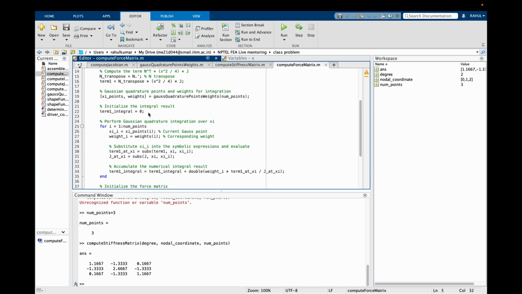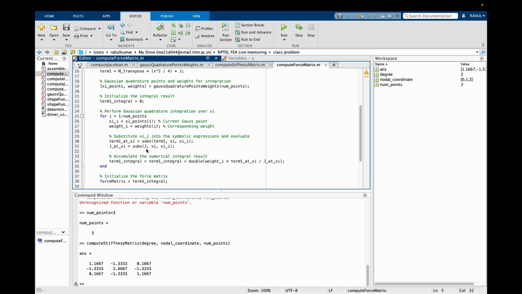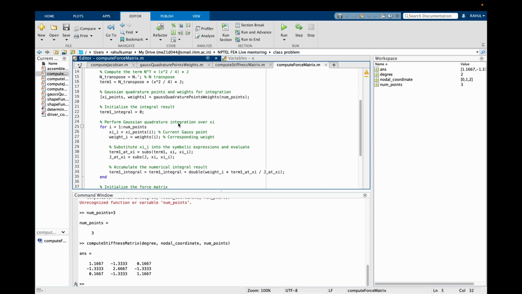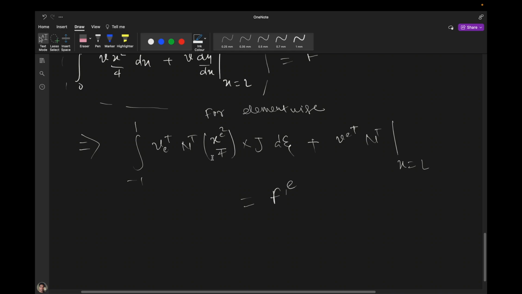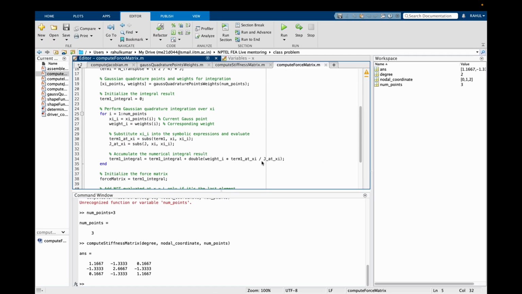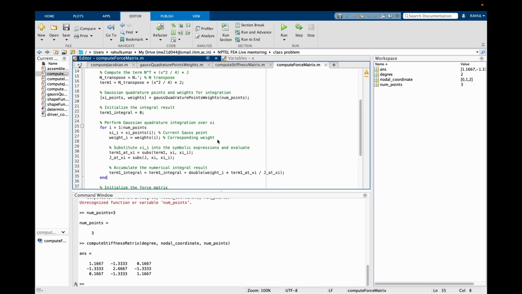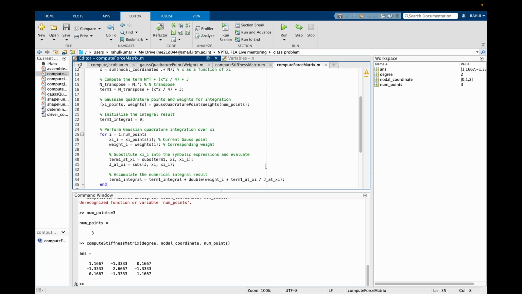Here I am doing Gaussian quadrature integration. First time when the loop is starting, it will be 0. Then it will keep adding one by one as the loop runs. Here you can see that I am multiplying the weight into this. Here I think I have made a mistake in the code, because another J will not come here, since I have already multiplied with J. So this J will not come.